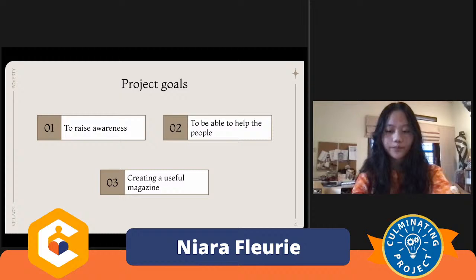Last but not least, my objective is to create a helpful magazine that will assist people to obtain more knowledge on village poverty and will aid individuals who wish to learn more about village poverty in Indonesia.